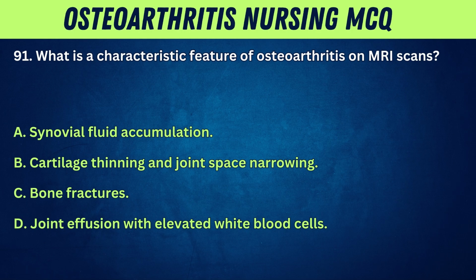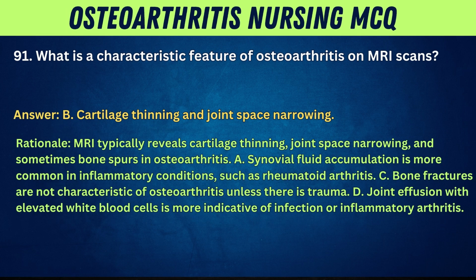91. What is a characteristic feature of osteoarthritis on MRI scans? A. Synovial fluid accumulation. B. Cartilage thinning and joint space narrowing. C. Bone fractures. D. Joint effusion with elevated white blood cells. Answer: B. Cartilage thinning and joint space narrowing. Rationale: MRI typically reveals cartilage thinning, joint space narrowing, and sometimes bone spurs in osteoarthritis.